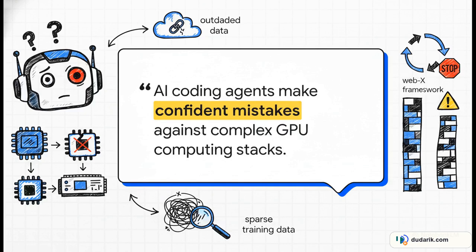If your agent is working on a basic commodity web framework, it has millions of public examples to draw from. But for deep, highly specific surfaces like the CUDA-X ecosystem, that massive pool of public training data simply doesn't exist. There's no feedback loop telling the agent, hey, you just cited a deprecated parameter.